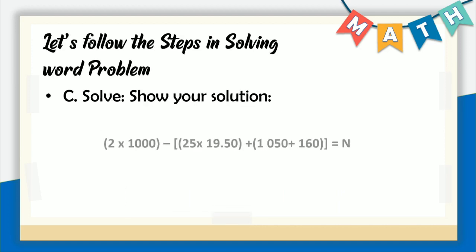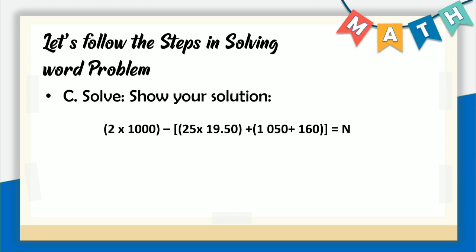Let's have our solution. By following the PEMDAS rule, we are going to perform operations inside the parentheses. 2 times 1,000 will give us 2,000. 25 times 19.50 will give us 487.50. And 1,050 plus 160 is equal to 1,210.